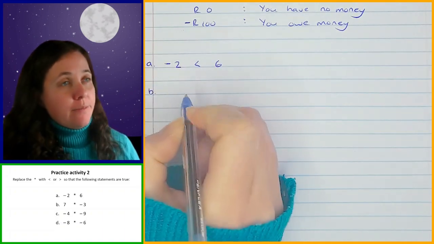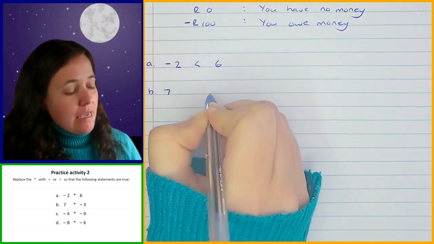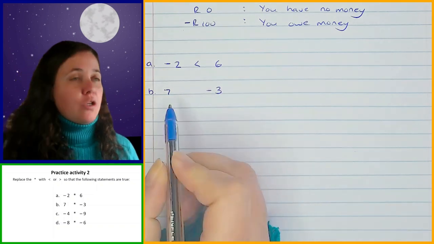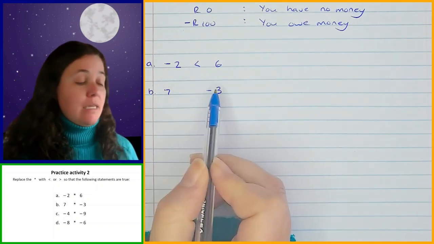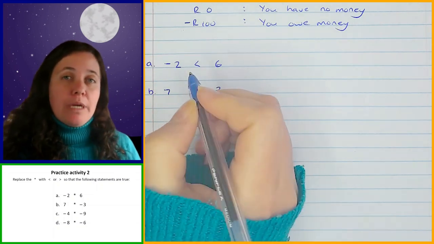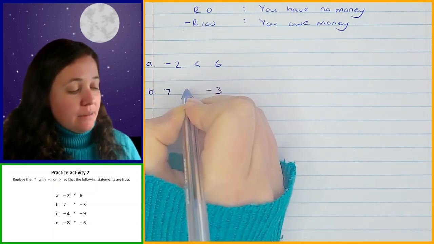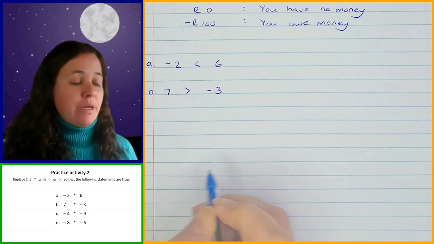For question B, we've got 7 and negative 3. So here, 7, you'll see on the number line, is further to the right than negative 3. So we can say that 7 is greater than negative 3.